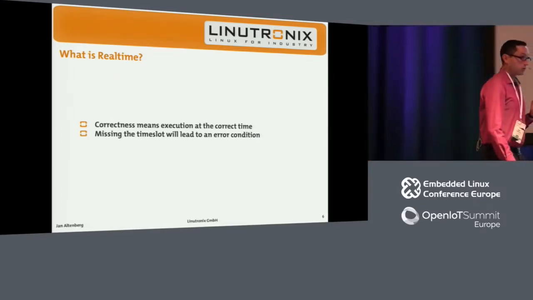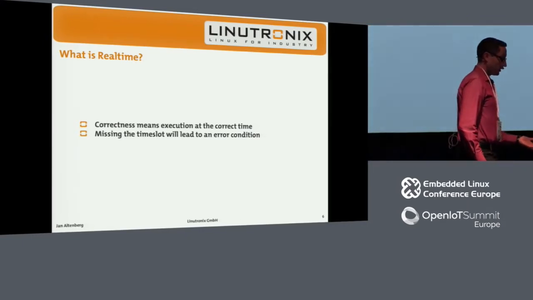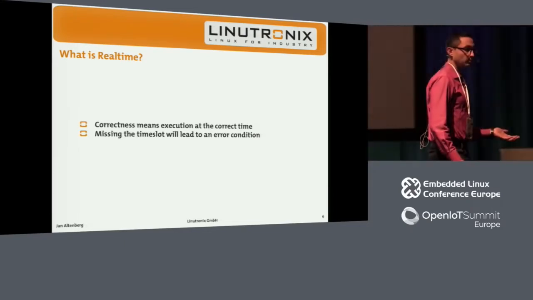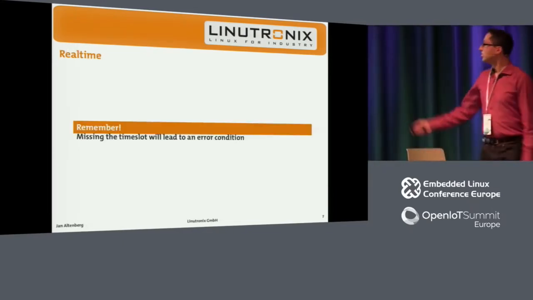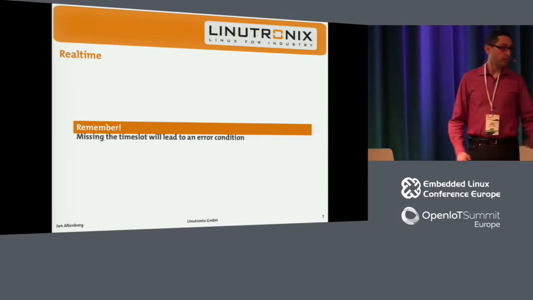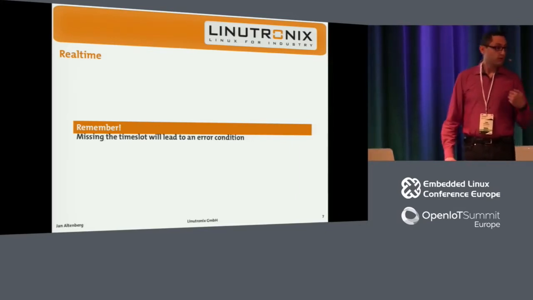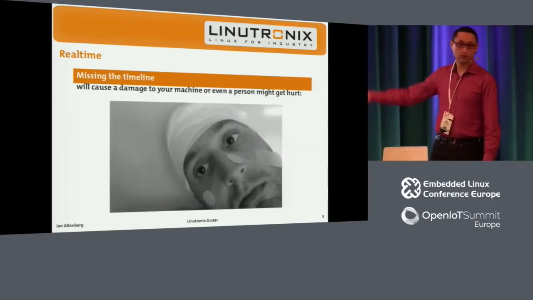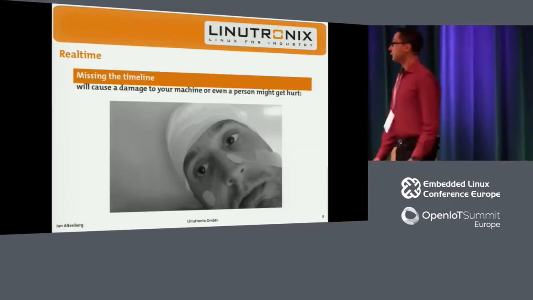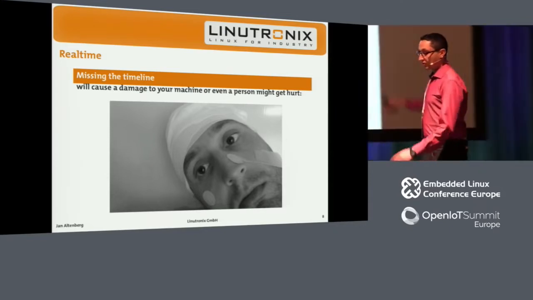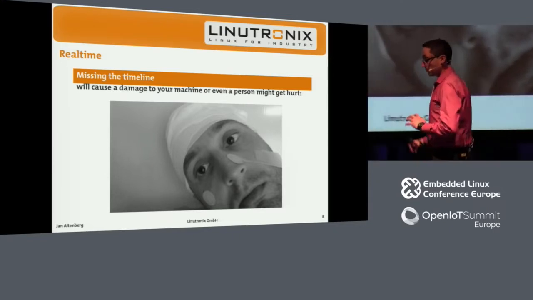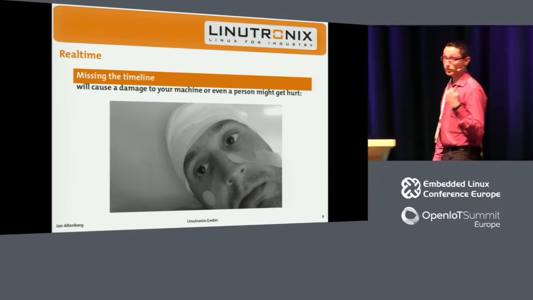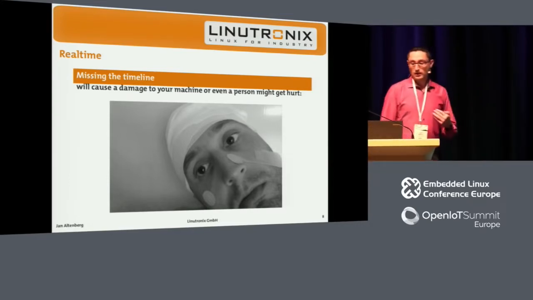This error condition in a real world example might be that the product you're trying to manufacture is broken, or your machine will break or something. So missing the time slot will lead to some error condition. And actually the worst case situation would be if you miss the time frame, someone would get hurt, right? If you get into that situation where the machine gets broken, or your product, or someone gets hurt, this is basically the moment where you need to think about real-time requirements.